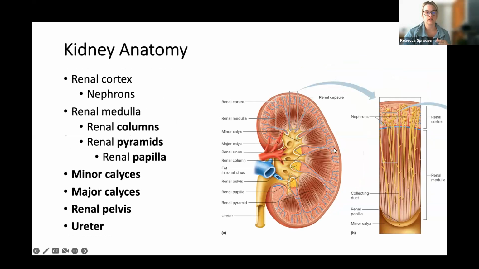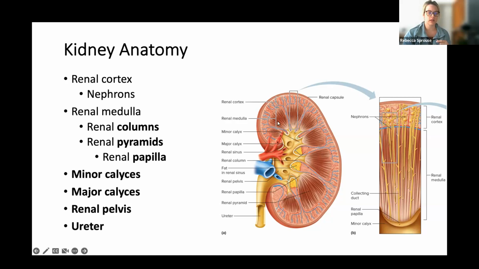But if we zoomed in on these little guys out here, we would see this really complex network of yellow stuff in here. That's going to be where the nephrons are located. And those nephrons are where the magic happens. That is how our urine begins to be formed. So we're going to get to that in lecture 2. But in the cortex out here, we've got nephrons.